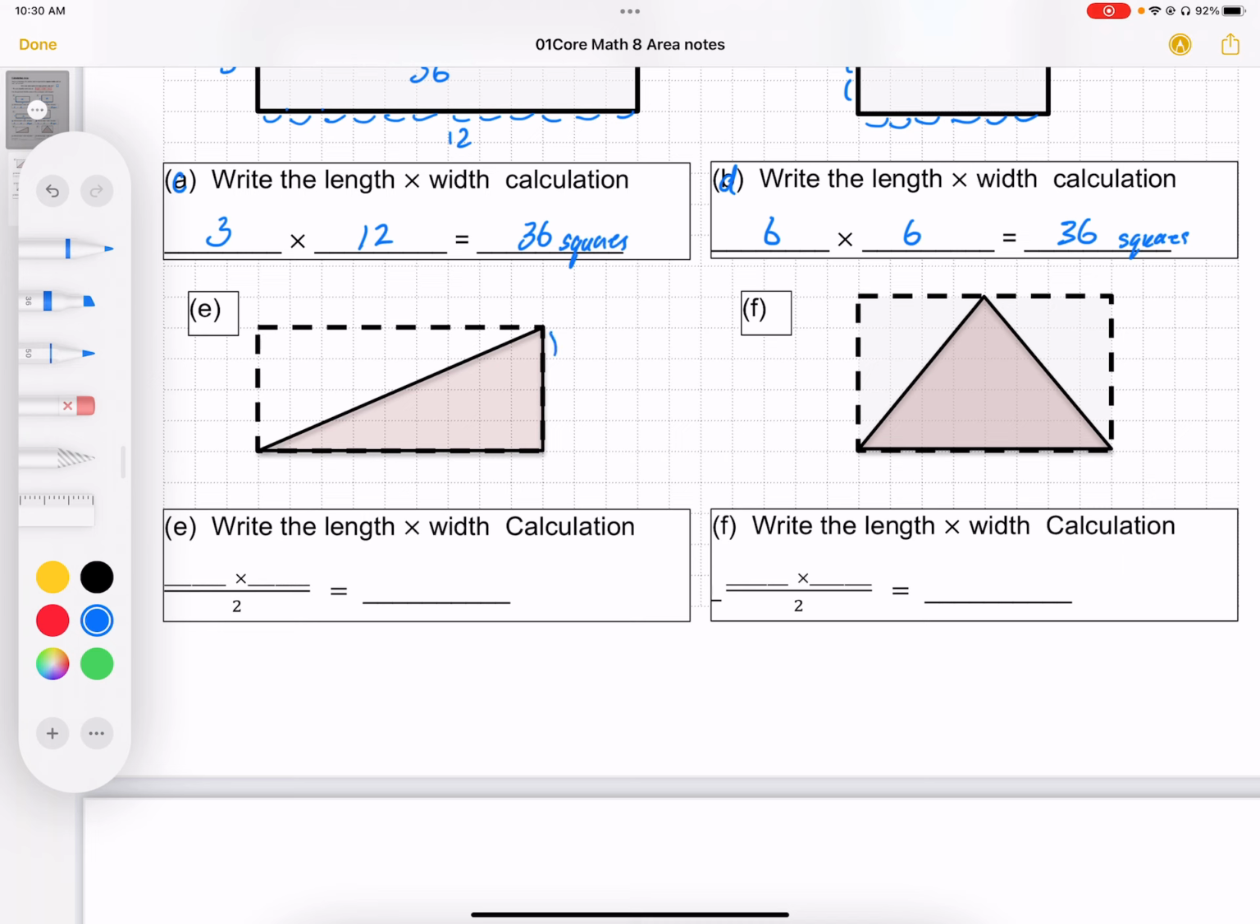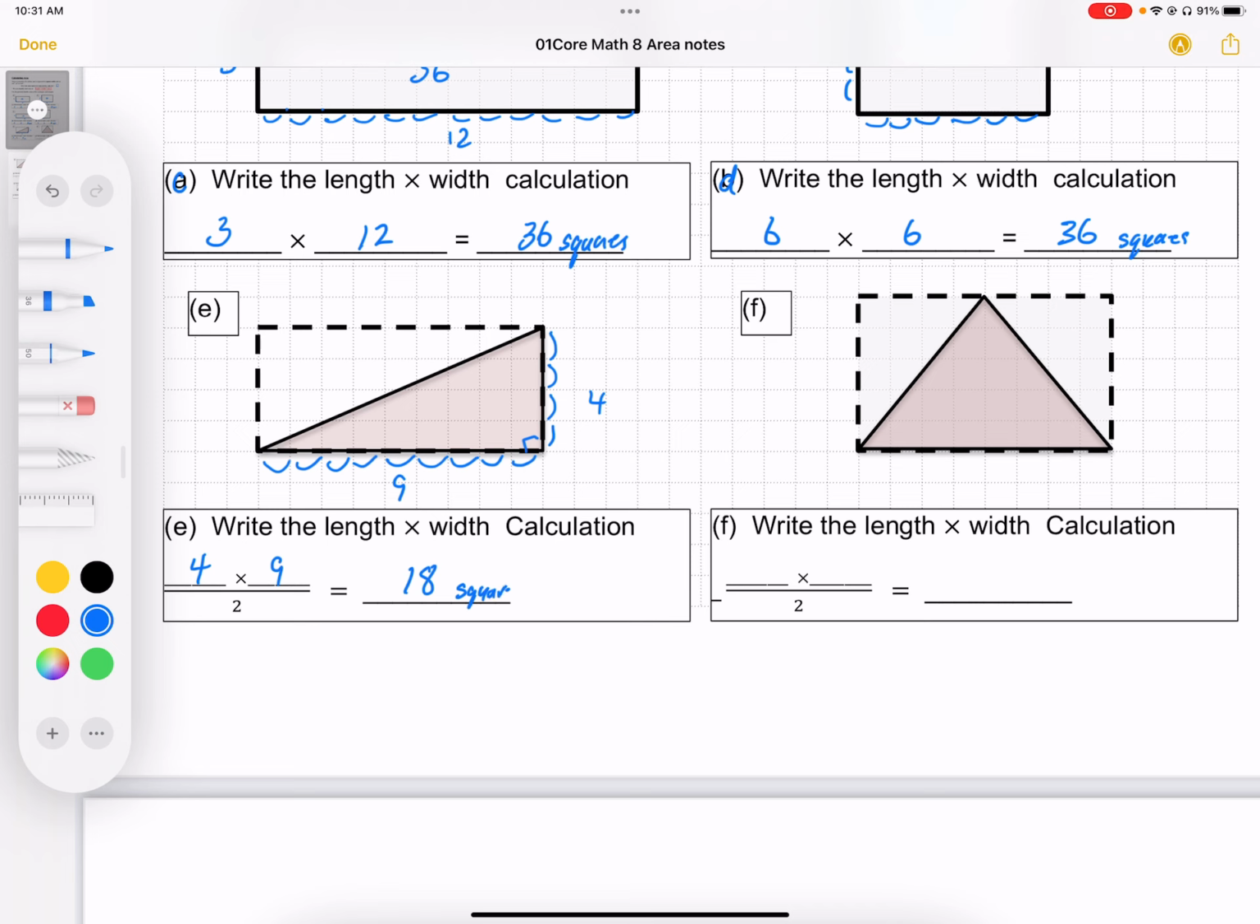So we have 1, 2, 3, 4, 1, 2, 3, 4, 5, 6, 7, 8, 9. Okay, that's a 4 by 9 rectangle. The total rectangle is going to be 36. But a triangle is exactly half of a rectangle. So what we do is we take the area of the rectangle, so we make, as long as it's 90 degrees, we make our rectangle area and we take exactly half of it, and that gives us 18 squares.